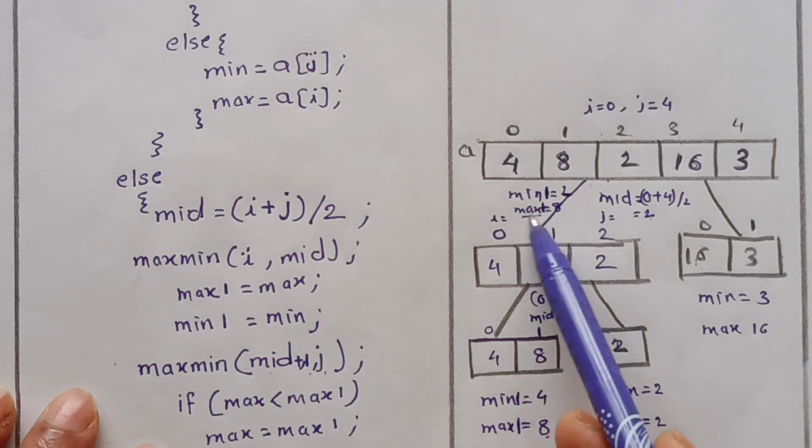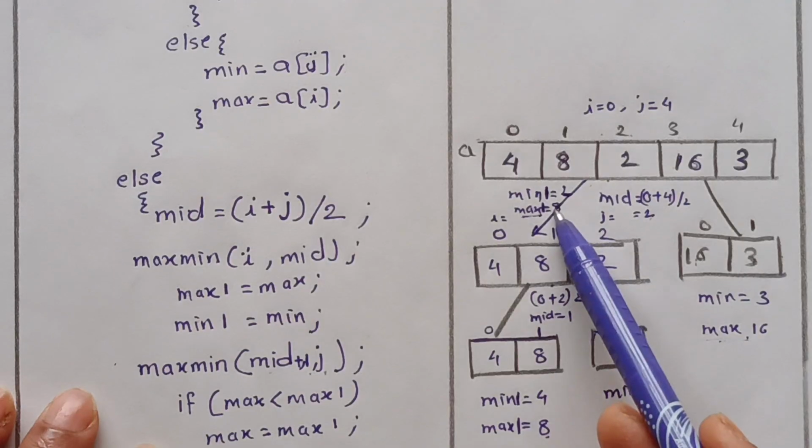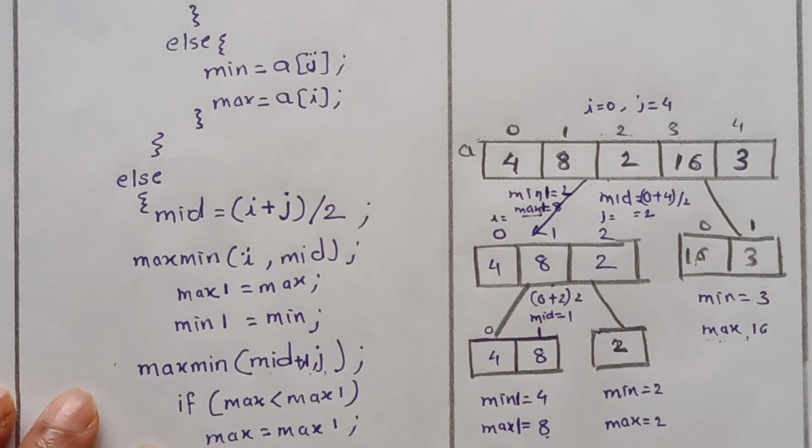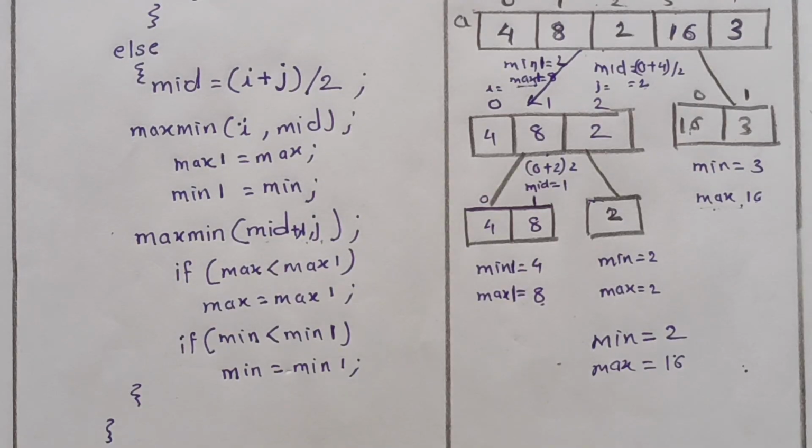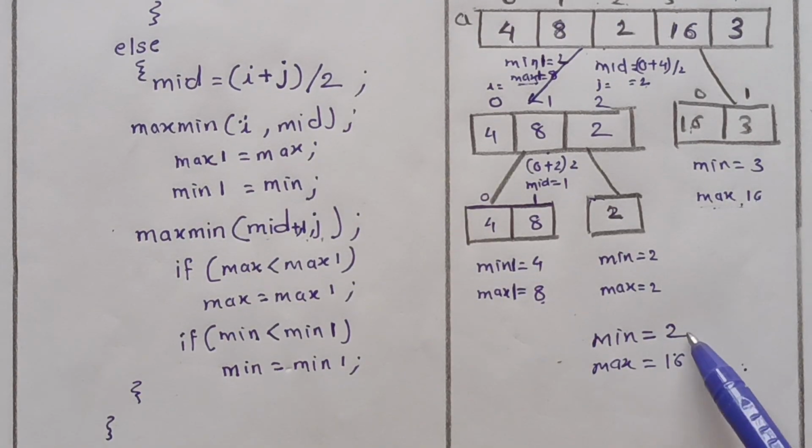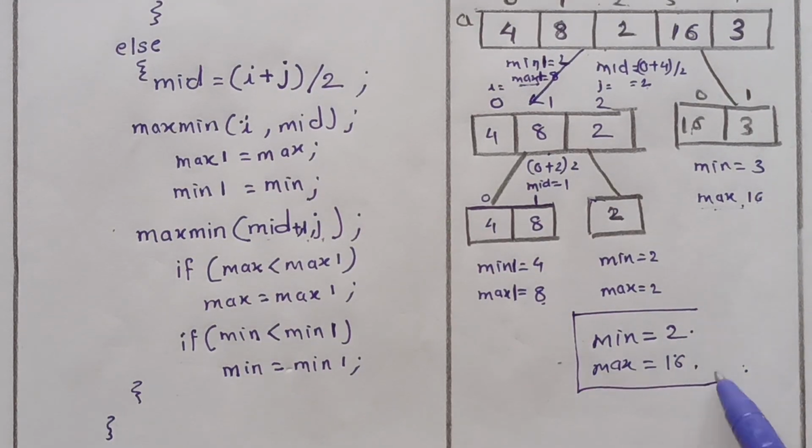Okay, then compare this max value and this max value. 8 and 16. 16 is greater. So in max we are storing 16. So you can see here in min you will get minimum value 2 and maximum value 16 here. Yes, this is the final answer.